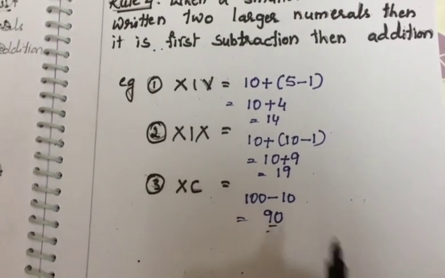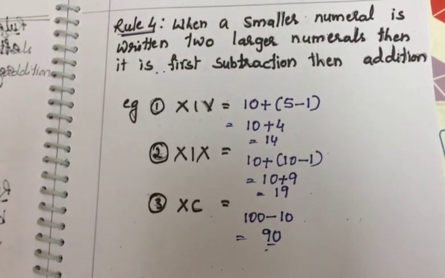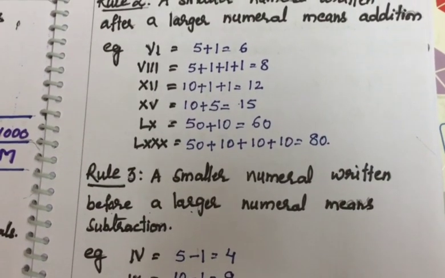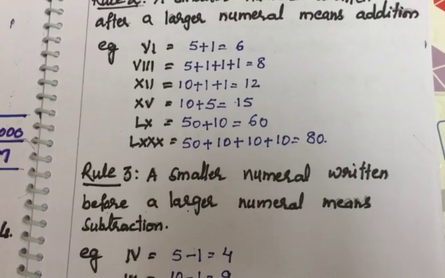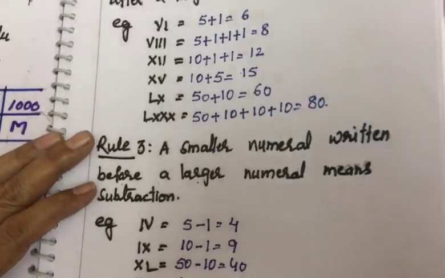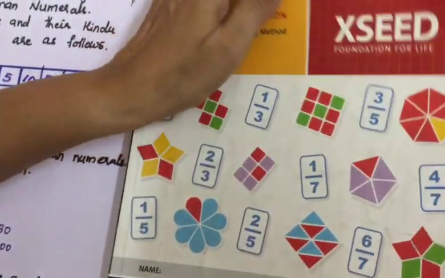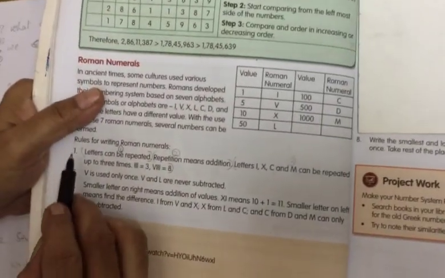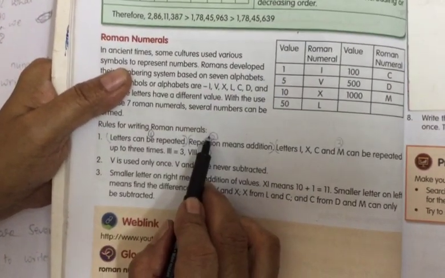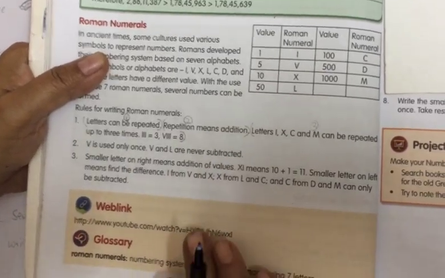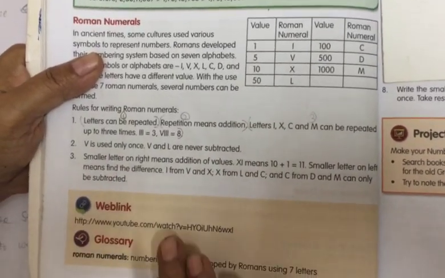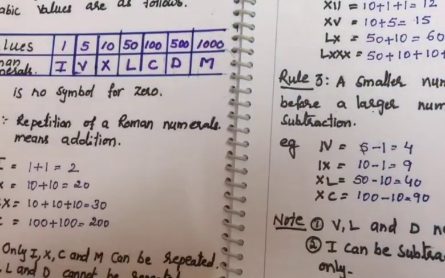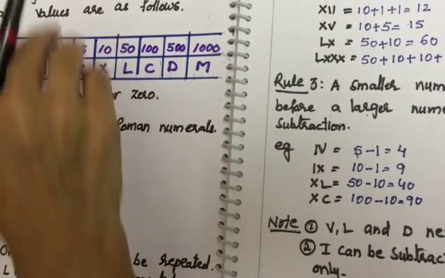Okay, children. Now you have to follow all these rules for writing the Roman numerals. Suppose you want to learn in the reader, page number 12, rules for writing Roman numerals is there. You have to learn, children, from this reader. Next, coming to the workbook.